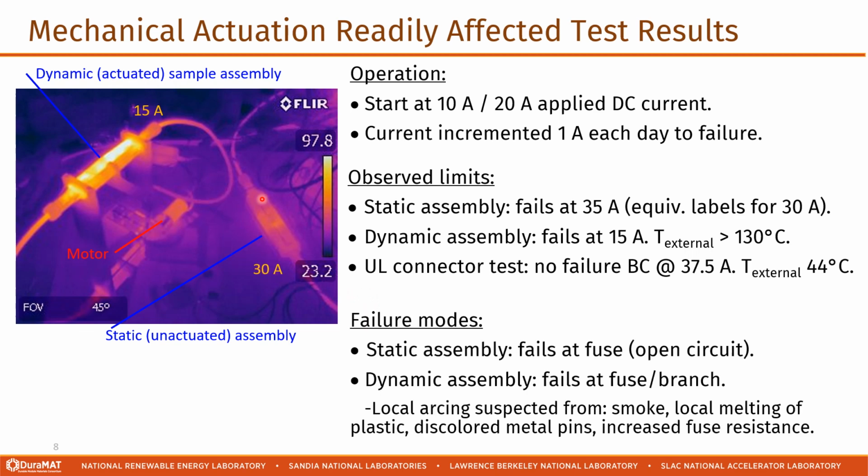So the failure modes for the static assembly, this is failing at the fuse element within the discrete fuses, in the open circuit. The dynamic assemblies are failing between the fuse and the branch connector. And we suspect that there's some localized arcing going on here. I mean, we observed smoke, local deformation of the plastic. The metal pins were discolored when we pulled these apart, and there was an increased resistance, particularly in the fuse components afterwards.